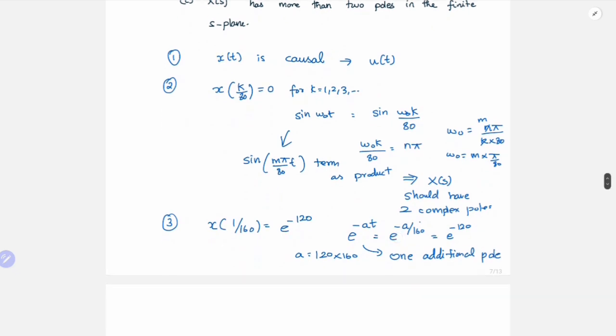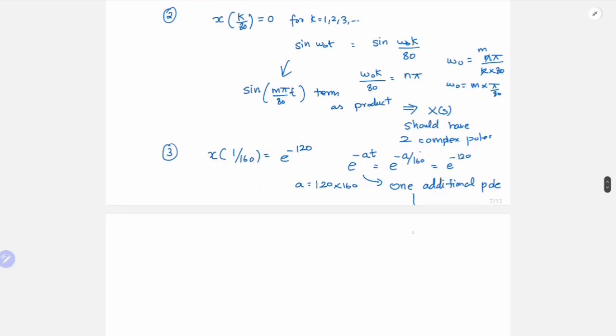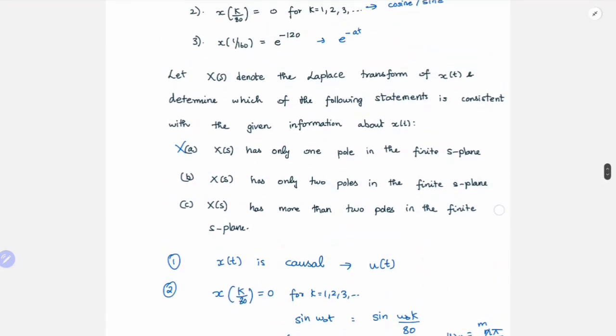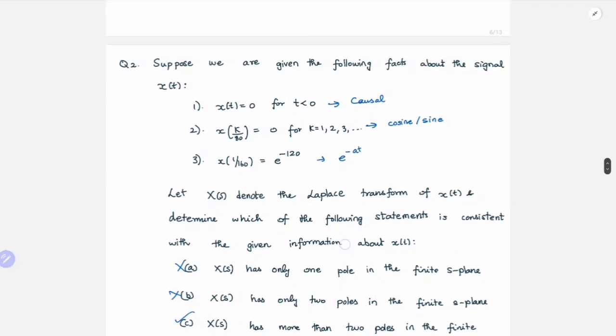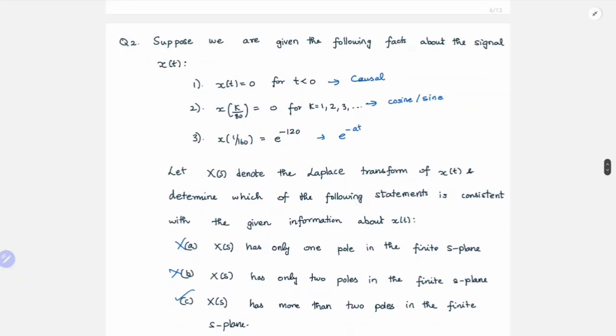So my x of t has at least 3 poles, right? So my second option is also wrong. So my x of s is having more than 2 poles. This is the right option. So this is how you solve the question from the given information.